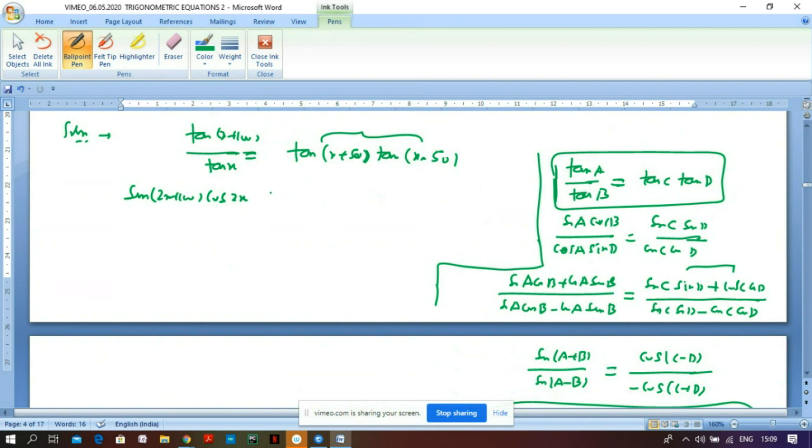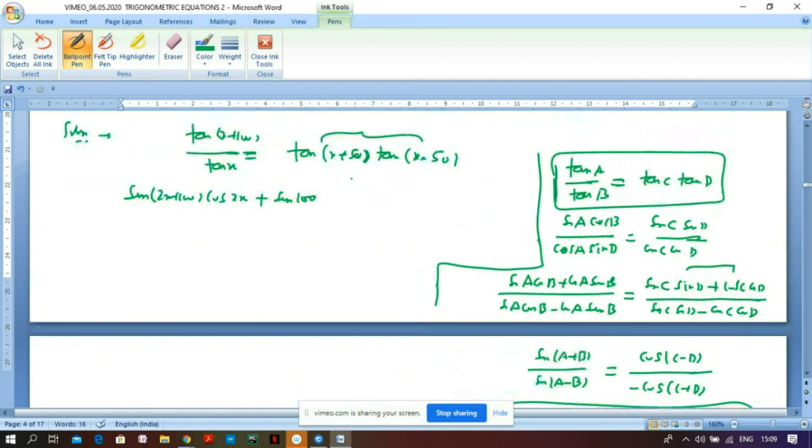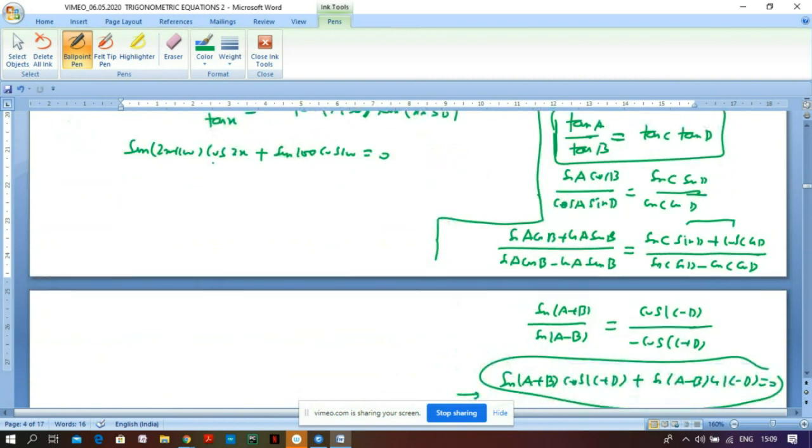And then you can write plus sine of difference, so sine of difference is 100. One more term will come, and that is cos of difference, in the order you have taken. So cos of difference again is 100. So cos 100 is 0. So you got sine 2x plus 100, this is 0. Multiply by 2 throughout.